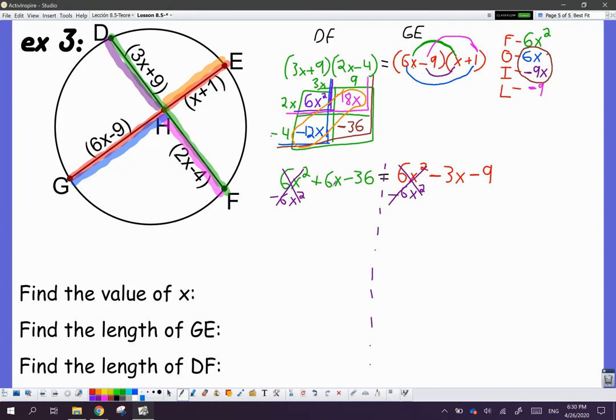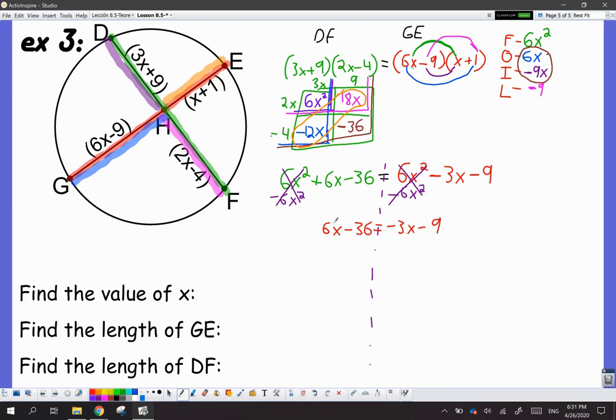So let's bring everything else down. So I've got 6x minus 36 equals negative 3x minus 9. So the next thing I need to do here, and hopefully this looks a little more familiar and we're more comfortable here, we need to get the x's on one side, the constants on the other.